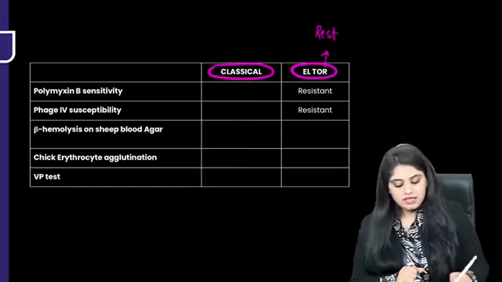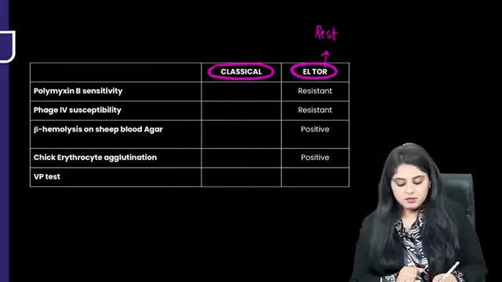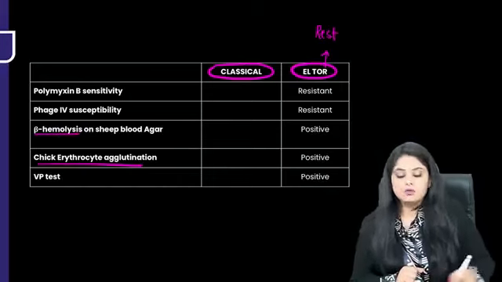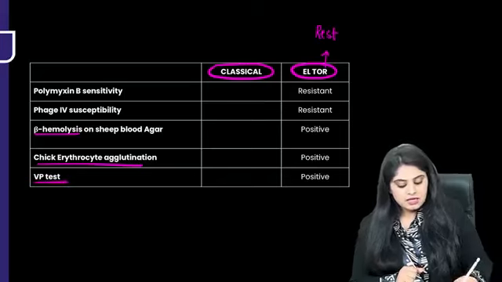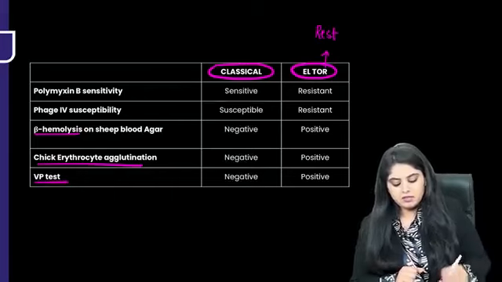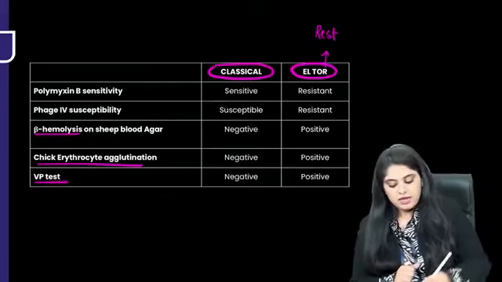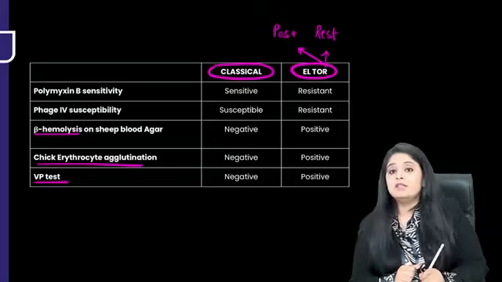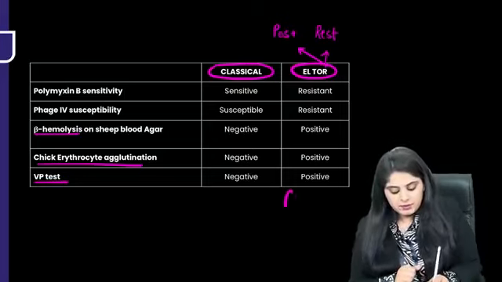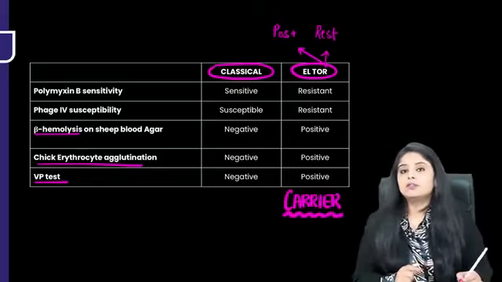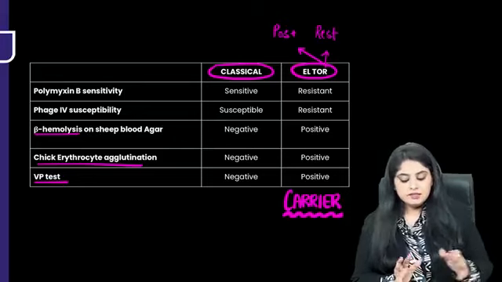Versus if I ask you any test, everything is coming positive, positive, positive. Beta hemolysis, yes. Chick erythrocyte agglutination, yes. VP test, again, yes. Whereas classical is everything sensitive and negative. Bilkul opposite. Sensitive and negative. So simple. El Tor yaad kar lo. El Tor is the one that is everything resistant and everything positive. Also, please remember, carriers for Vibrio cholera carry the El Tor strain. Okay, this is your basic.